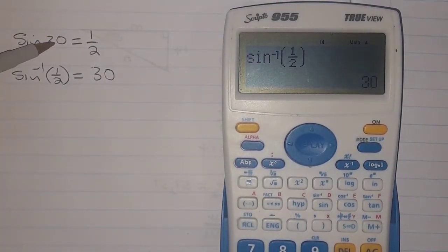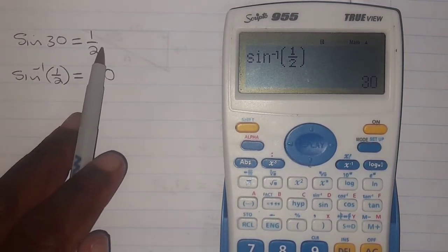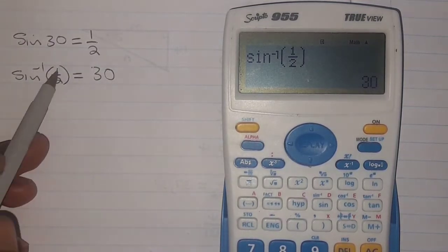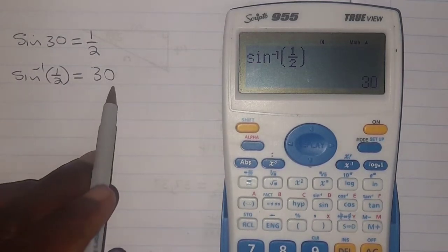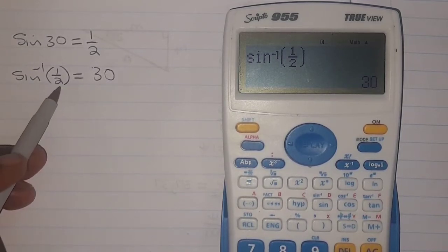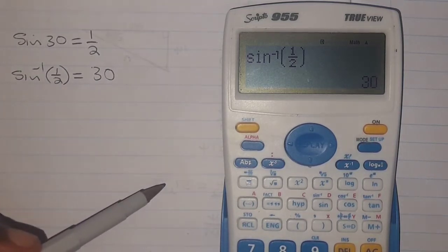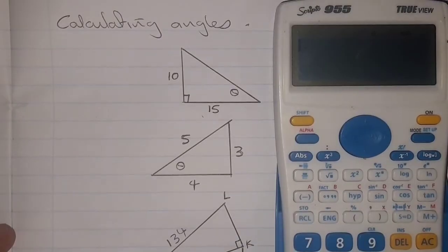So if you are given the angle, you want the ratio, it's a matter of saying sine 30, you get your 1 over 2. If you are given the ratio, you want the angle, you do the inverse procedure. That's inverse of sine 1 over 2. It gives you 30. Now let's look at how to determine angle.